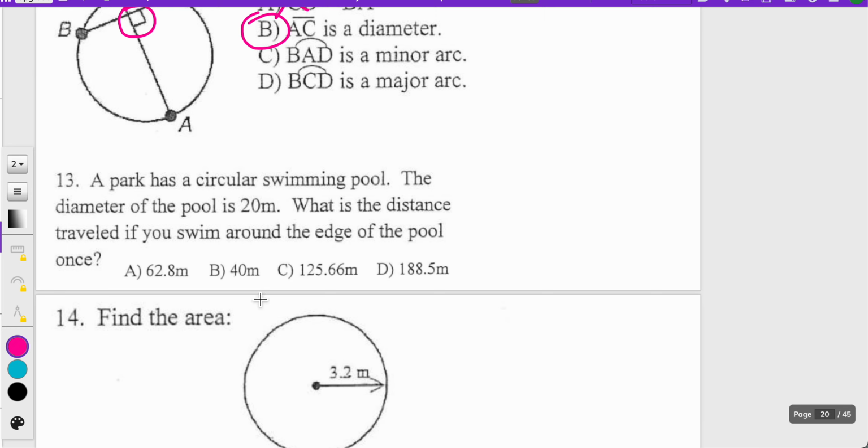A park has a circular swimming pool. The diameter of the pool is 20 meters. What's the distance traveled if you swim around the edge of the pool once? Circumference is equal to pi times diameter. So we're doing 3.14 times 20, and that's going to give you 62.8.